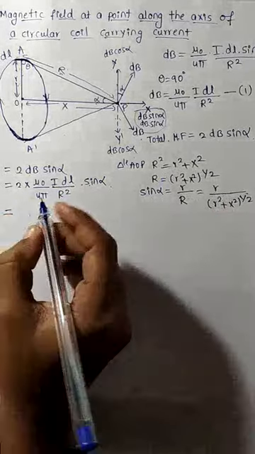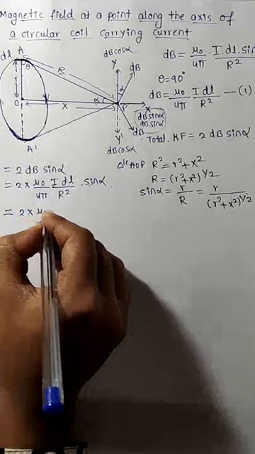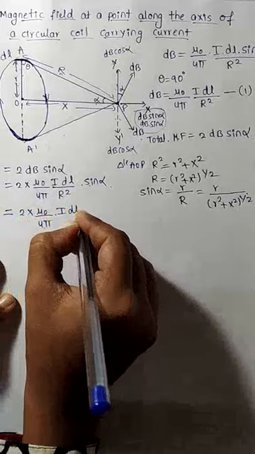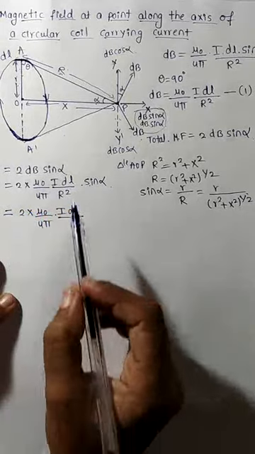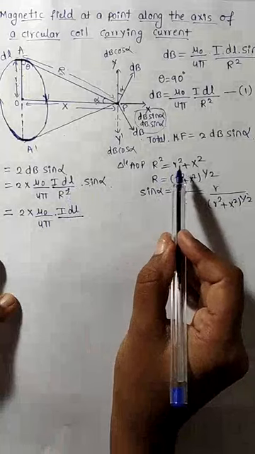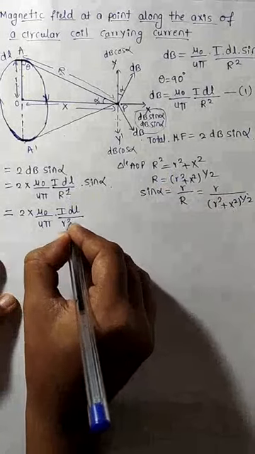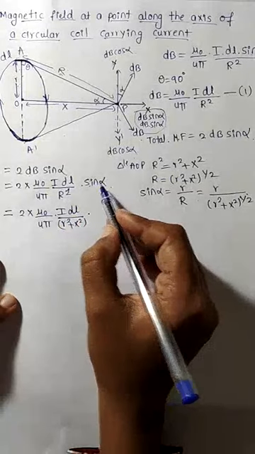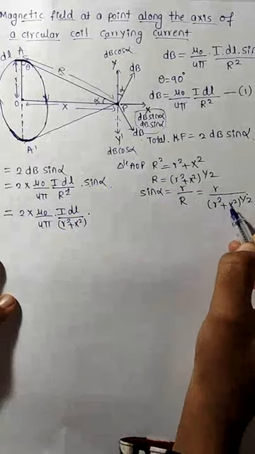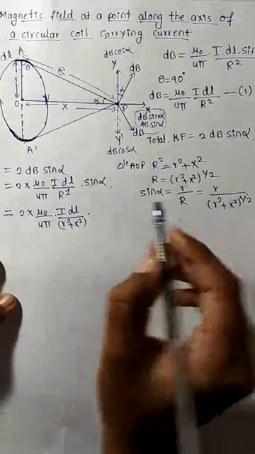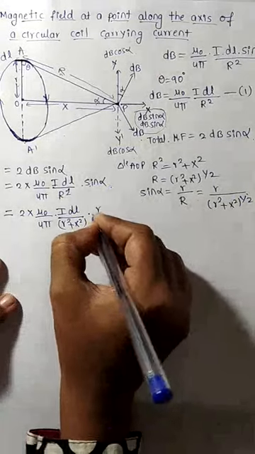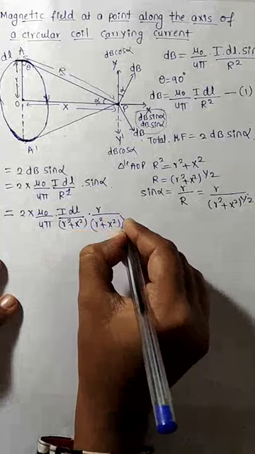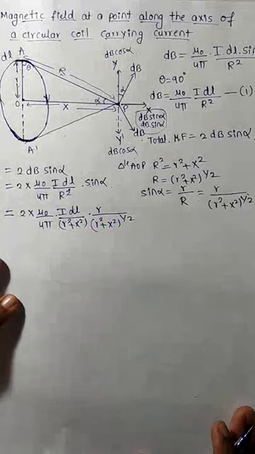So that is equal to 2 into mu naught upon 4 pi, I will write as it is, into I into dl, divided by r square plus x square. Substituting, what is the sin alpha value? Sin alpha is r divided by (r square plus x square) raised to 1 by 2. So substitute here, you will get r divided by (r square plus x square) raised to 1 by 2. Is it the quantity we got, isn't it?